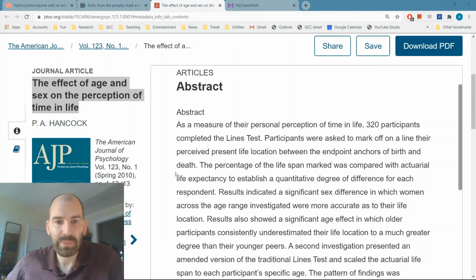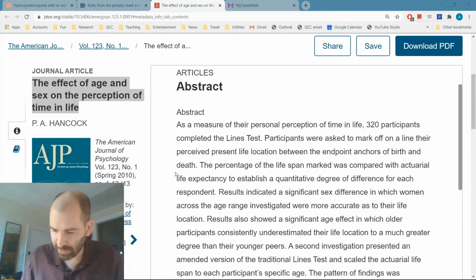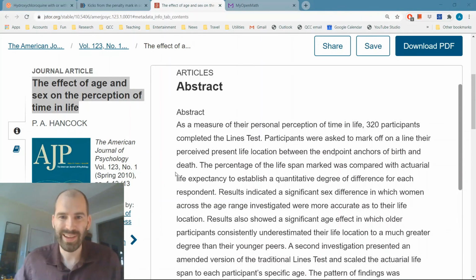So what they're being asked to do is to determine where they are in their lifespan. You know, we're born and then we die, and they're asked, pinpoint on this line where you think you are, right? And then they go on to talk about how results indicated a significant sex difference in which women across the age range investigated were more accurate as to their life location. So women did a better job of estimating where they were in their lifespan than men.